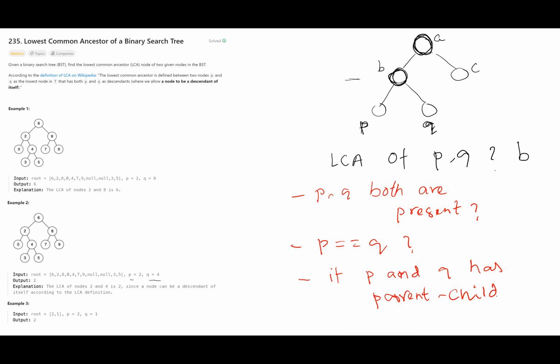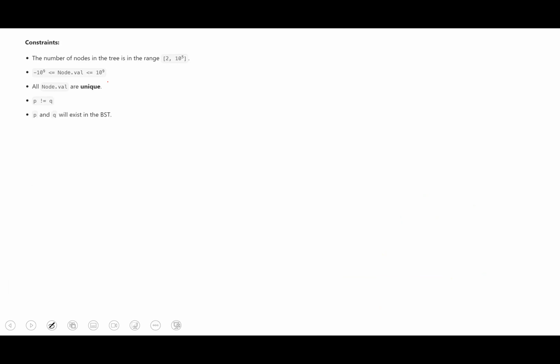For the third one, we already asked the question and got the answer: we allow any node to be a descendant of itself. So whatever is the parent node is going to be the lowest common ancestor. For the first two questions, let's see the answers. The constraints for this problem are that P cannot be Q. Yes.